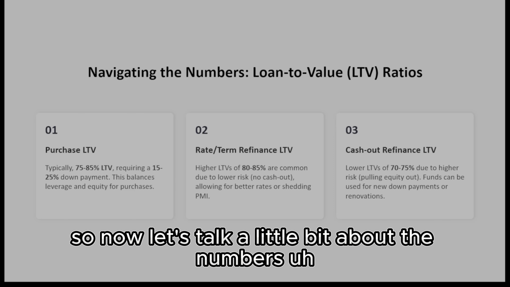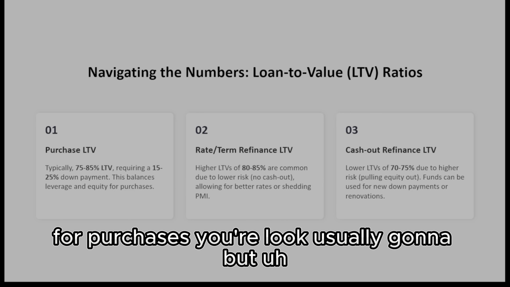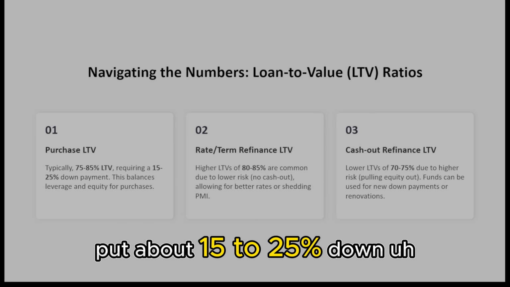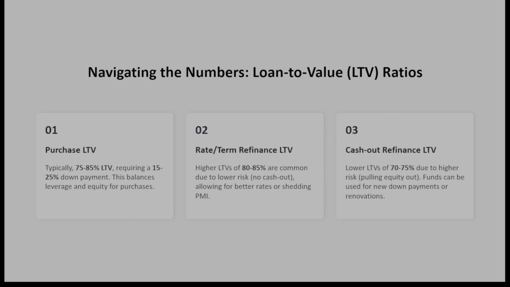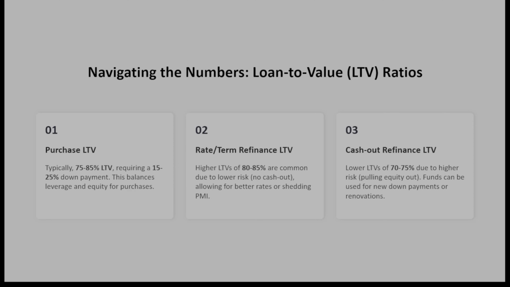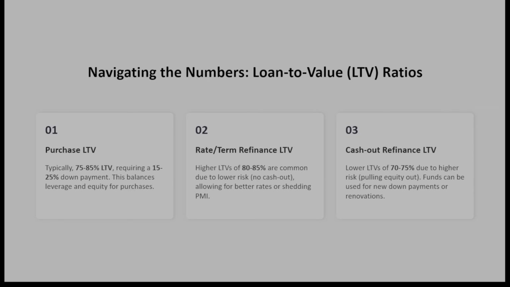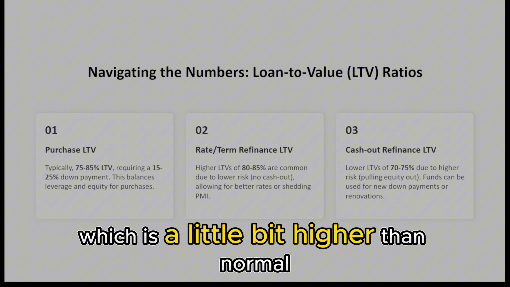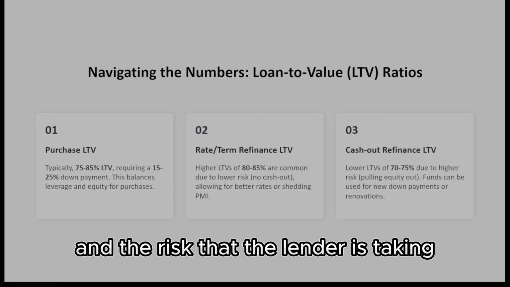So now let's talk a little bit about the numbers. Loan to value for purchases, you're usually going to put about 15 to 25% down, depending on the property type, your FICO, and the loan amount can also dictate the max loan value. Rates, expect 6% to 8.5%, which is a little bit higher than normal standard home loans because of the flexibility of the loan and the risk that the lender is taking.